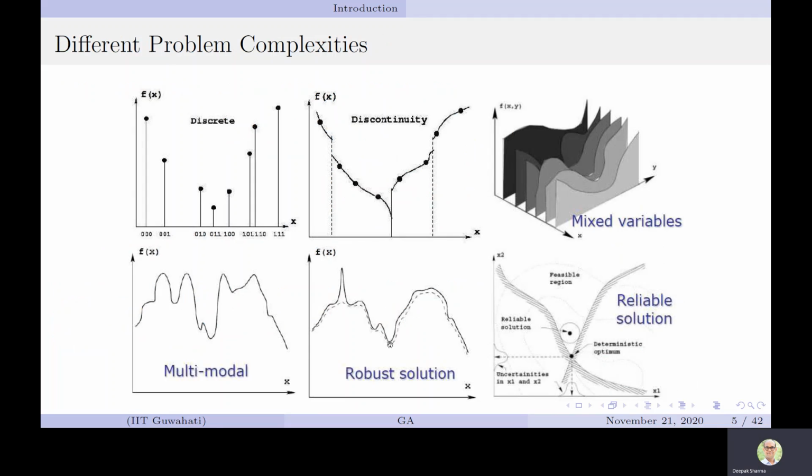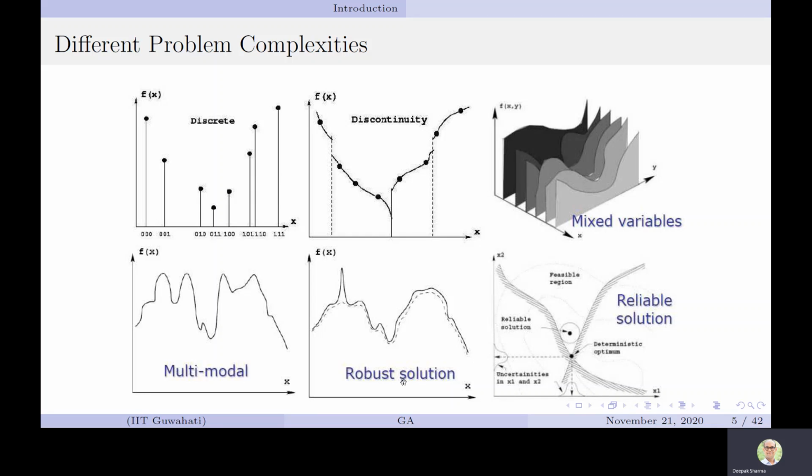As of now, we have understood that there could be different problem complexities, such as the problem can have discrete variables, the function can be discontinuous, or there could be mixed variables such as discrete as well as integer variables or real variables. The problem can be multimodal. Multimodal means that if I want to maximize this function, there are 4 points where the objective function value is the same and all of them are global optimum solutions.